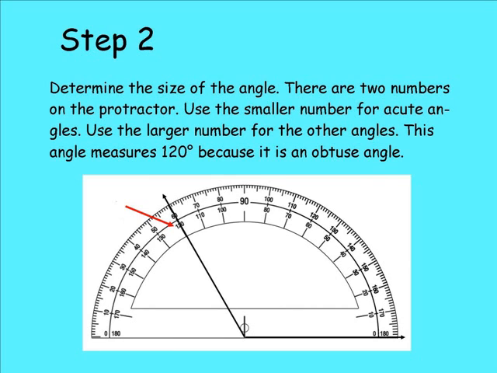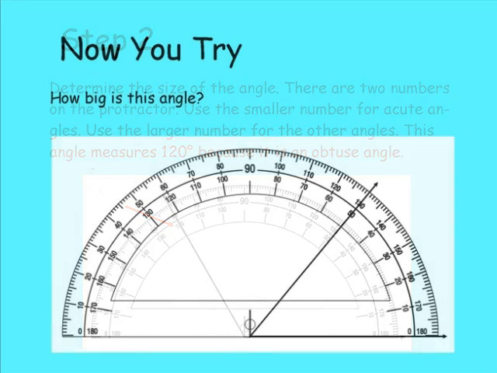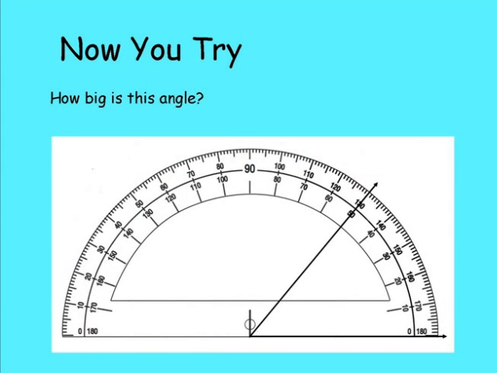In this example, the line is on the 120 and the 60. Because the angle is an obtuse angle, we know that it is larger than 90 and less than 180 degrees. Therefore, the size of this angle is 120 degrees. Can you guess the size of this angle?